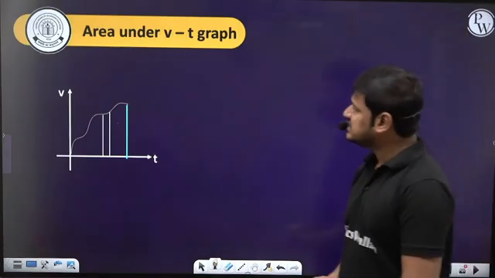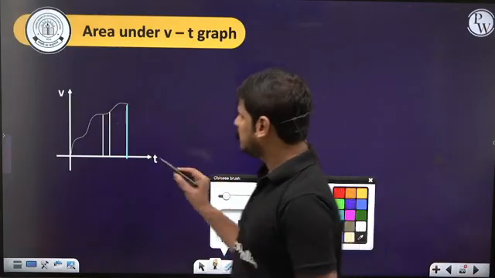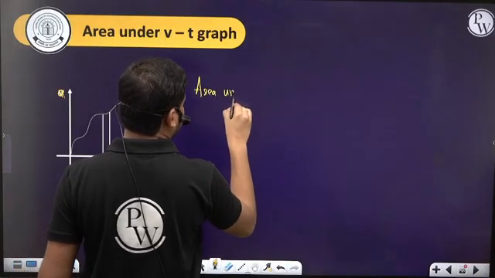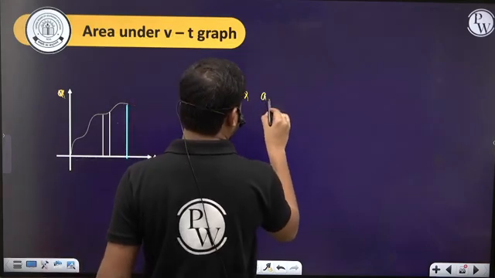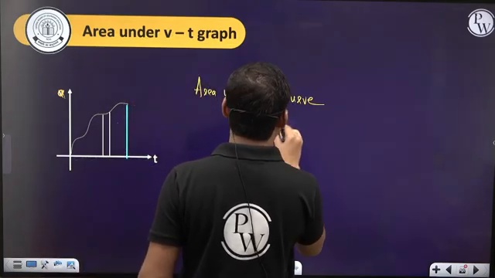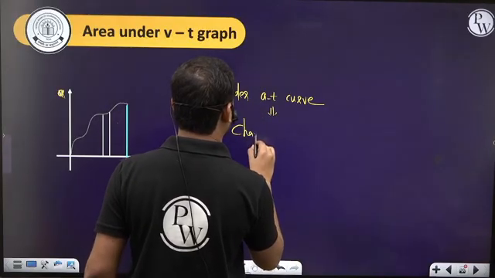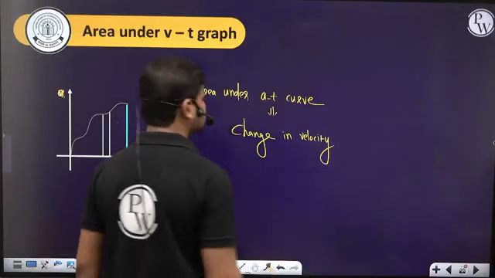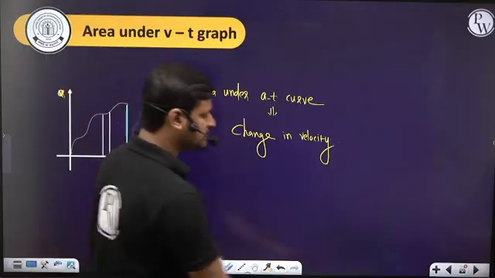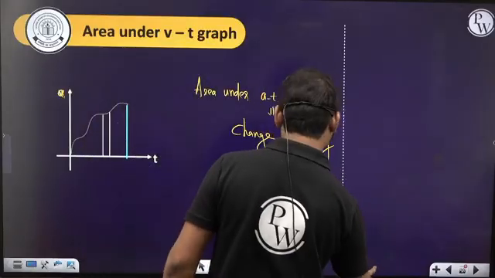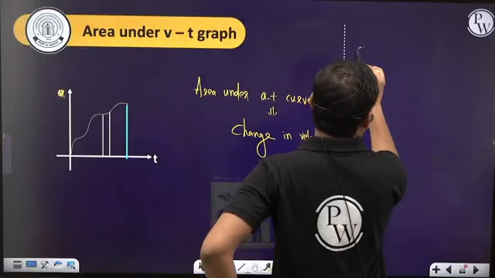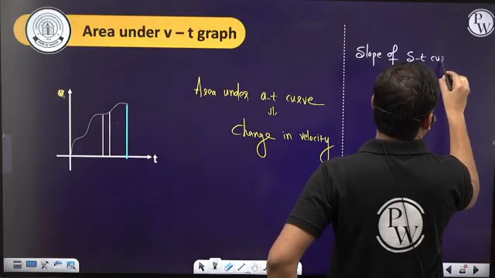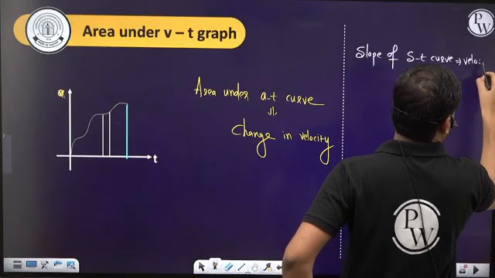And coming to the acceleration time graph. What you can just remember is, this is the acceleration time graph. The area under the AT curve will result in change in velocity. Okay? As a part of this, you can also list down, just write this point guys, the slope of the ST curve results in velocity. This point is clear, everyone?